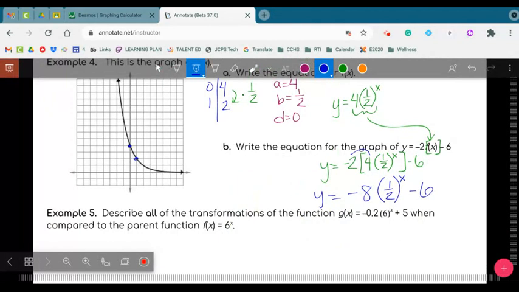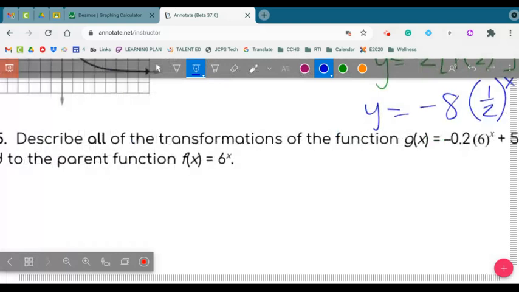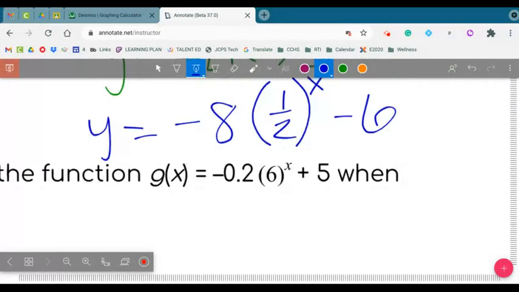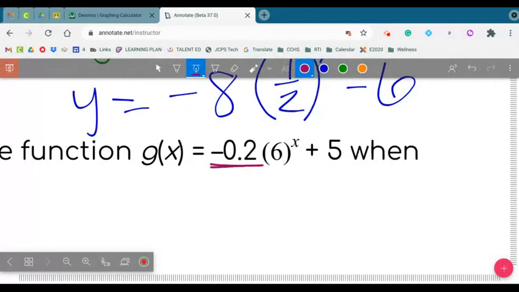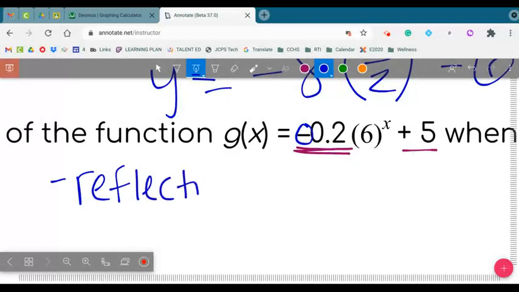Okay, so that is it for the scale changes. So the next two are just going to be review problems. So let us know if you guys have any questions. Describe all the transformations. So what I want to look at is I want to look at my a value, whether it's negative or positive, and whether it's going to be a stretch or compression. Then I'm going to look at my d value, sorry. So we have a negative sign here. So this means reflection over the x-axis.